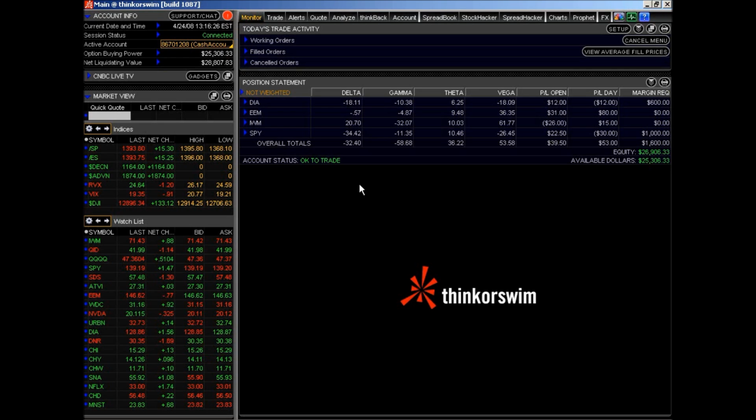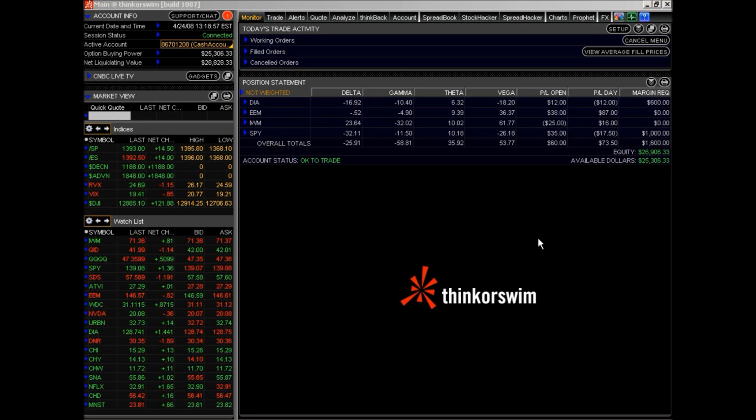Let's start with delta. Delta is the measure of the change of an option's value with respect to a 1-point move in the underlying, which could either be a stock, a future, a commodity, or an ETF. Now, calls always have a positive delta and puts always have a negative delta. So how do deltas work in relation to our option positions? Well, delta measures how much we can expect an option to increase or decrease in price after a 1-point move in the underlying stock or ETF.